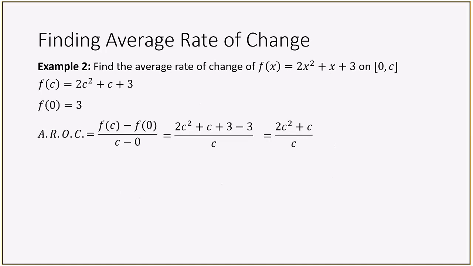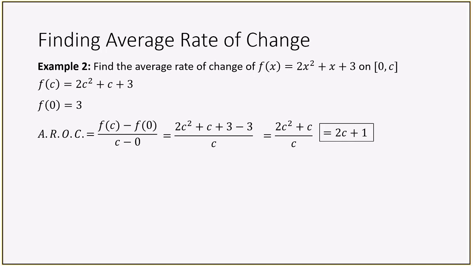Now, since both of those terms in the numerator of the fraction have a c in them, I can divide both parts by c. 2c squared divided by c is 2c, and c divided by c is 1, so I'm left with 2c plus 1. If one of those terms didn't have a c in it, I couldn't do this nice simplification in one step, but in this case I have c's in both terms, so I'm allowed to do that.